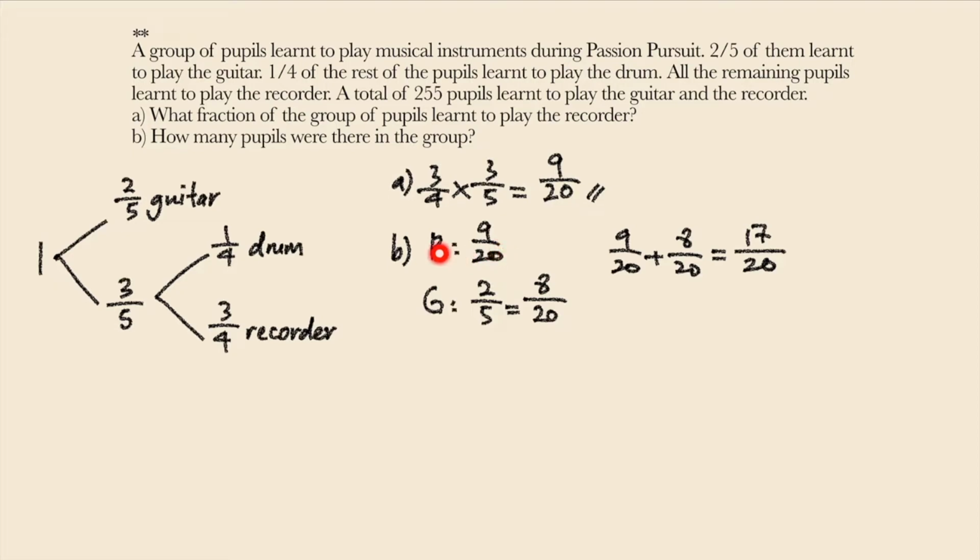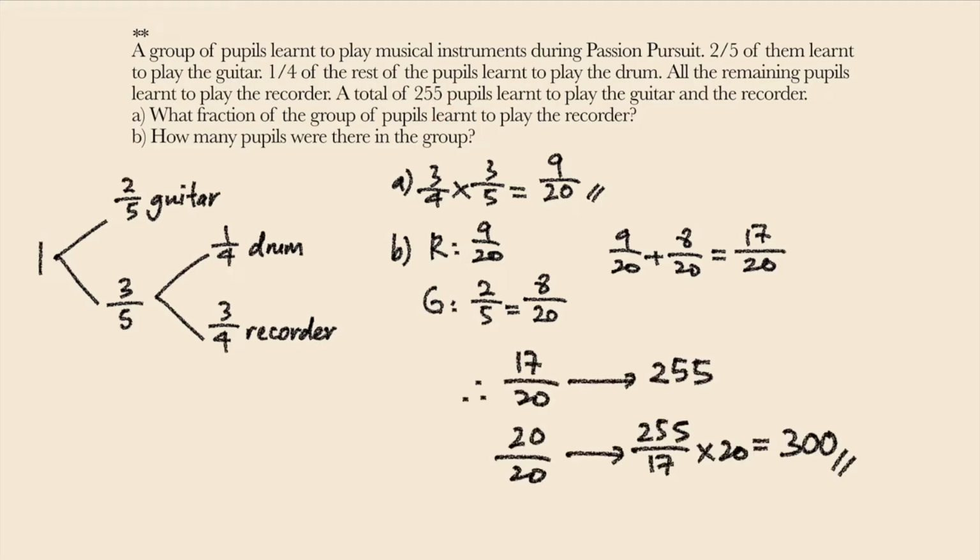Well, what fraction learned the guitar? It's 2/5, yeah. But why should the total be 5 and 20? Let's turn this into 8 over 20. Oh, that means these 2 units added together, which is 17 units, would represent 255 actual pupils. Why? Because this is the fraction that learned the recorder, the fraction that picked up the guitar, 17 units in total, 255 pupils. Well, with that, we can form an equation. How many pupils were there in the group? So we're interested in 20 units, therefore, 300 is the answer.